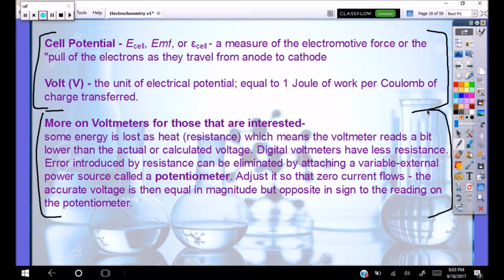So again, the bottom section, if you want to read more about voltmeters, because they are actually really interesting. One thing I do want to point out is that we need to be aware that a voltmeter is not always accurate. Actually, it reads a little bit lower than normal due to energy being lost as heat through resistance in the wire. So we don't always think of that, but as a result, the voltmeter does read a little bit lower than normal, and you can read about how we could fix that if you wanted a more accurate reading.